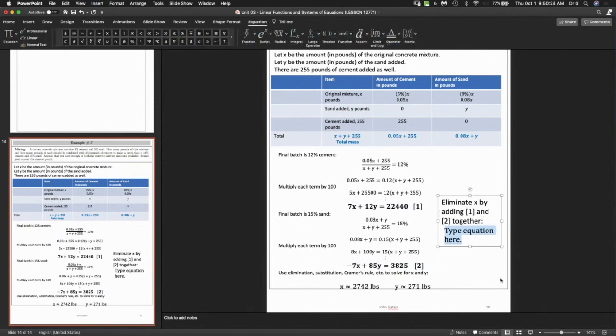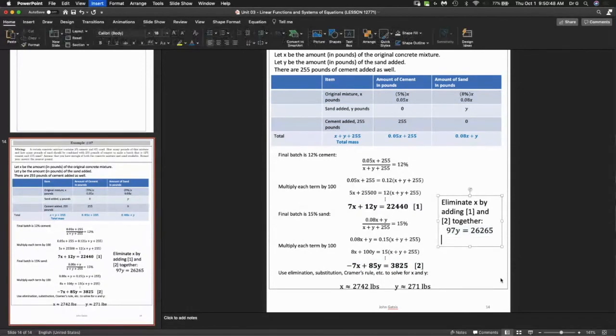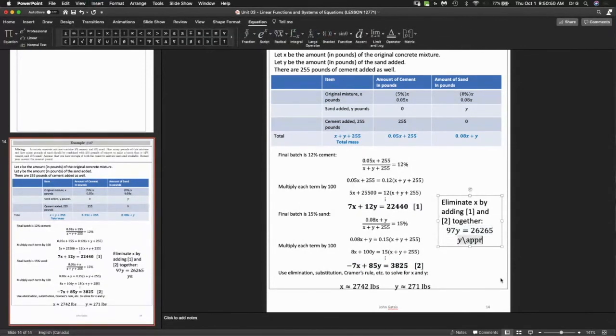And then you would end up with what? 97y equals whatever that is. I don't know, my calculator. Let me just get my calculator here, Andy. Two six two six five. And if I divide by 97, hopefully that's the answer, 271, yeah.